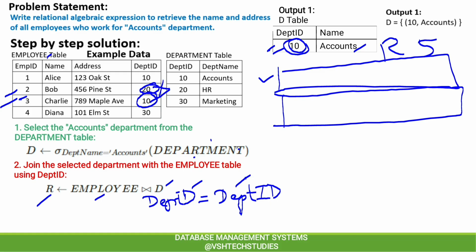Then check with the fourth row. Can we join the fourth row with this row? Here department ID is 30, here 10. We cannot join here. Then we have only 2 rows and 5 columns in the output relation R. That we shall write neatly next here.